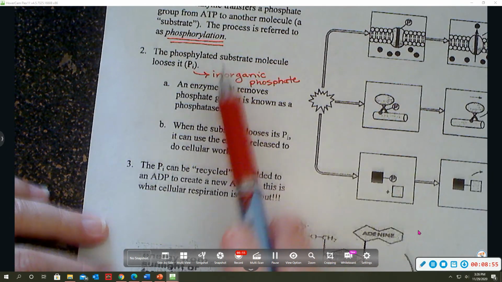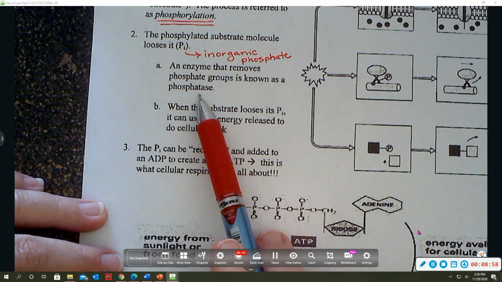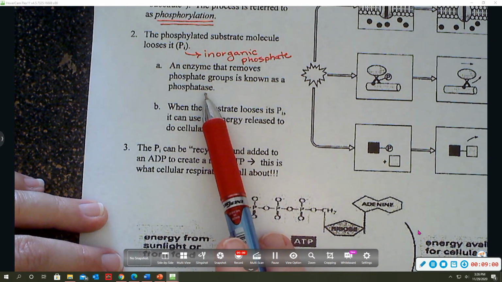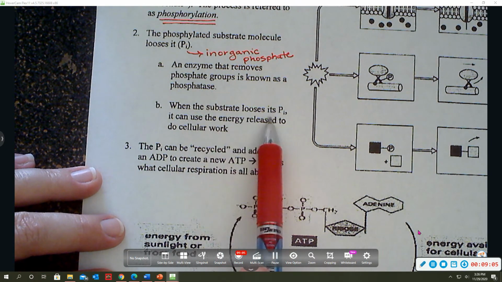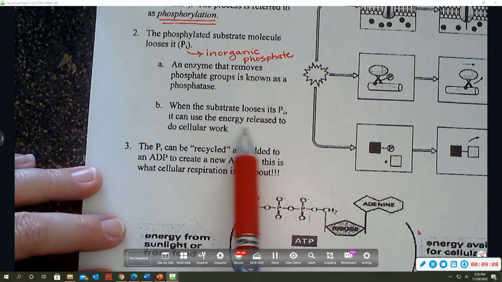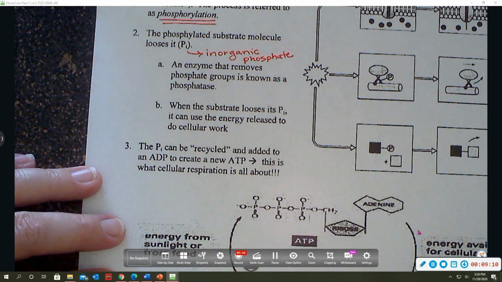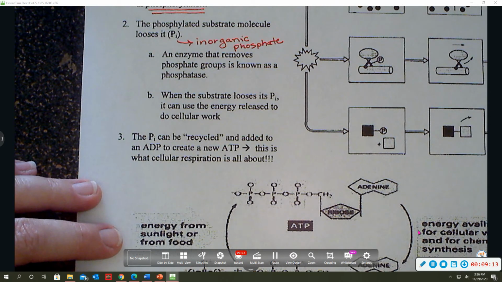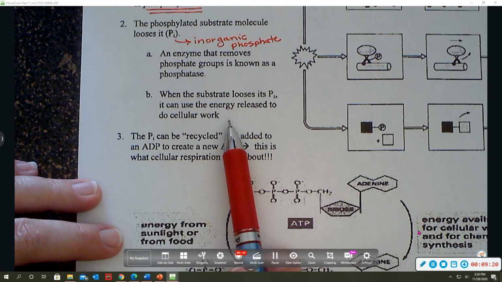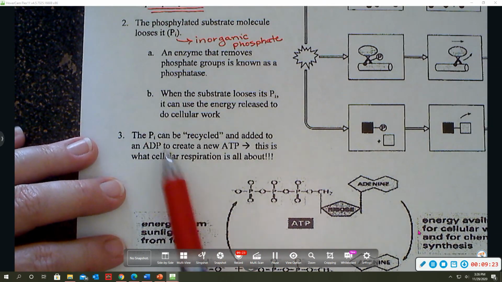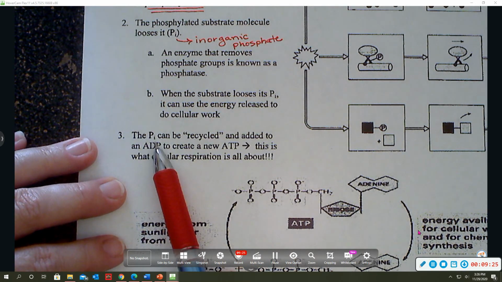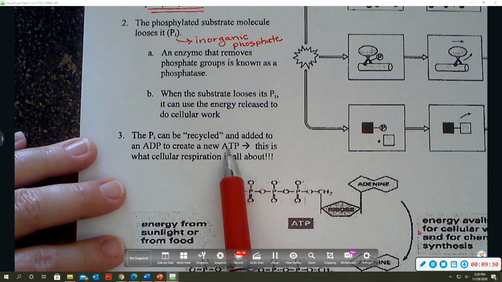First somebody gave it to you, now they're going to take it away? What? Oh yes, this happens all the time. So the phosphatase enzyme is what takes it away. When the substrate loses its phosphate group, it can use the energy released to do cellular work. The transfer of energy, one of the laws of thermodynamics. Energy isn't created or destroyed, just transferred continually, again and again and again. The Pi, the inorganic phosphate, can then be recycled and added to ADP to create a new ATP.